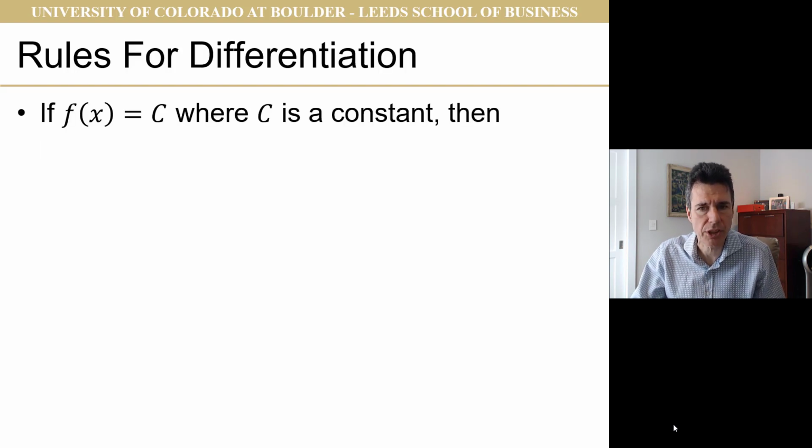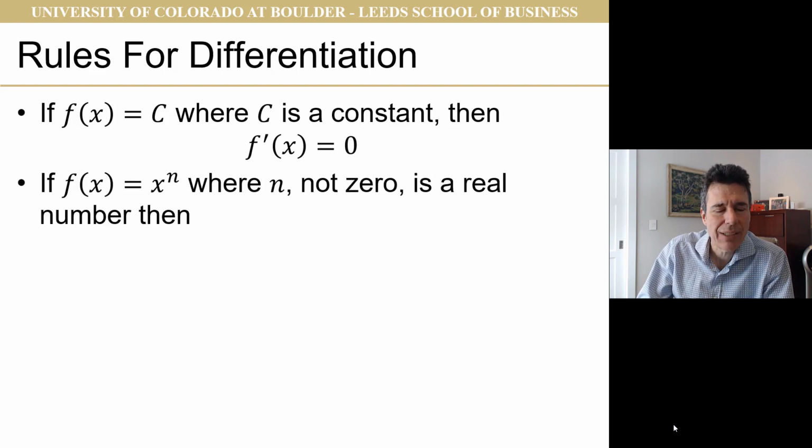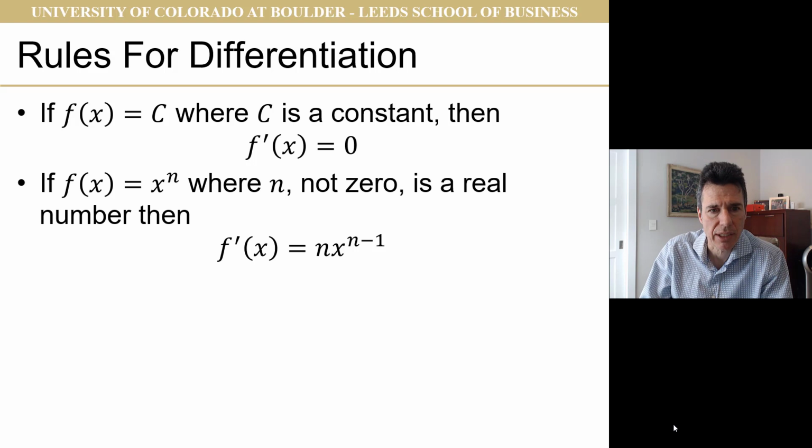So the rules for differentiation that we want to use today are as follows. If the function is a constant, so f of x equals c, where c is some constant, some number, then the derivative of f of x, f prime of x, is 0. If the function is x to the power n, where n is not 0, then the derivative, f prime of x, is n times x to the power n minus 1. So that's called the power rule.